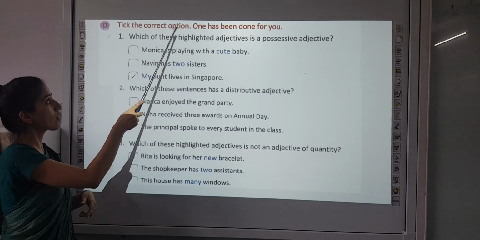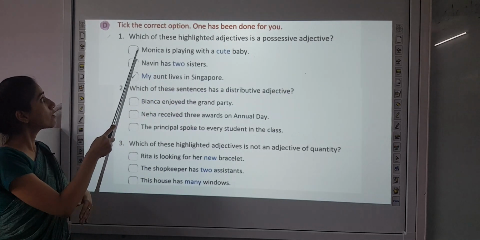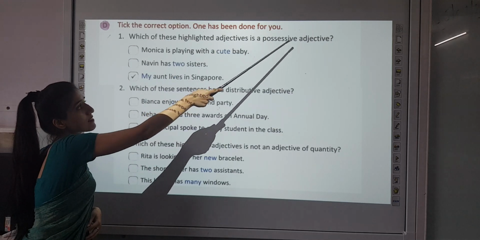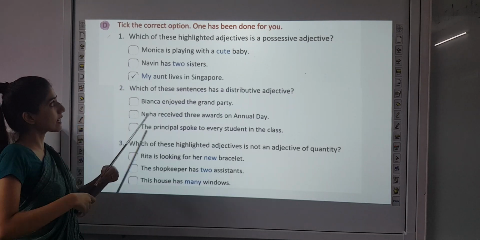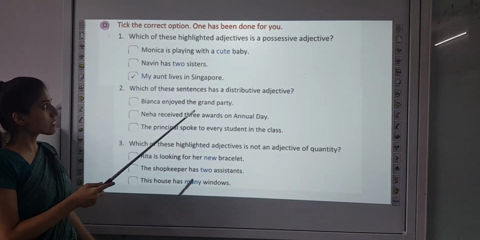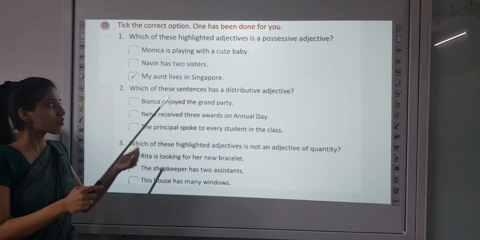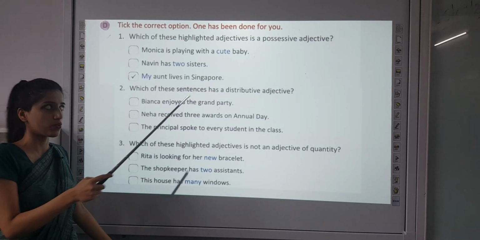Question D, tick the correct option. One has been done for you. So first one, which of these highlighted adjectives is a possessive adjective? So you have to find out which of the highlighted words are possessive adjectives. So possessive adjectives are used to show possession. So let's see which highlighted adjective is showing possession to us.